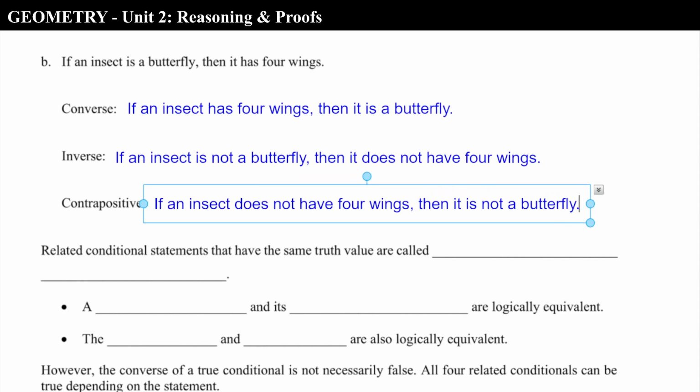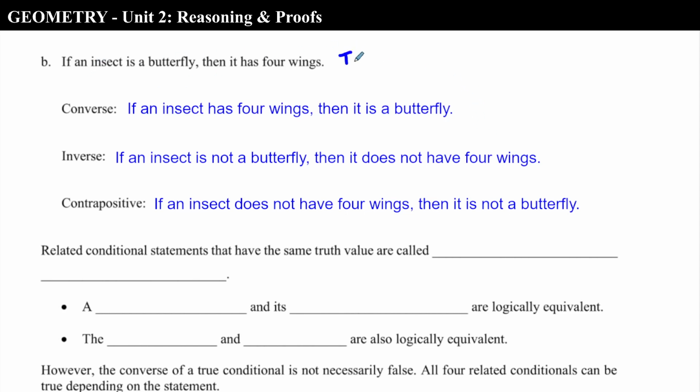So let's see about the truth values of all of these. Starting with the converse. Well, first of all, we have a true statement here at the beginning. Now, a converse, if an insect has 4 wings, then it is a butterfly. Well, a butterfly has 4 wings, but that doesn't necessarily mean that it is an insect with 4 wings. So this is false, and our counterexample is some other insect that has 4 wings. So let's say a dragonfly.